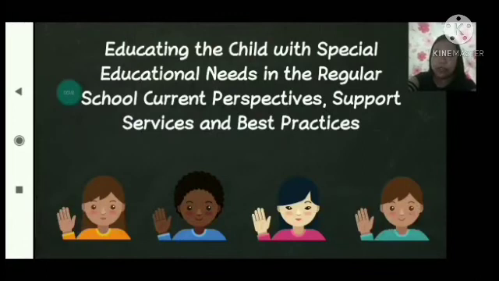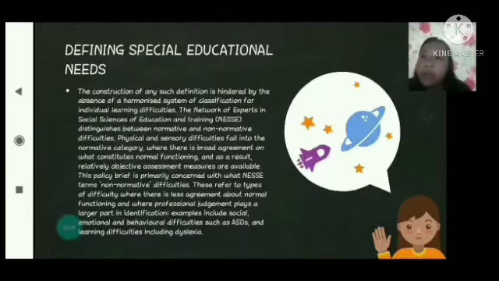Our topic is educating the child with special educational needs in the regular school: current perspectives, support services, and best practices. Defining special educational needs. The construction of any such definition is hindered by the absence of a harmonized system of classification for individual learning difficulties.